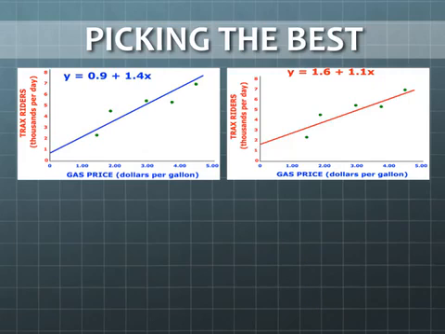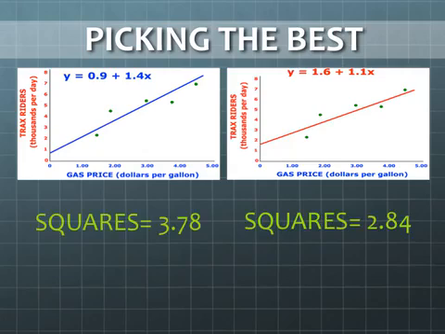When we analyzed the blue graph, the total squares were 3.78. When we analyzed the red graph, the total squares were 2.84. Remember that the best graph is the graph with the least squares. This means that the red graph was the best fit.